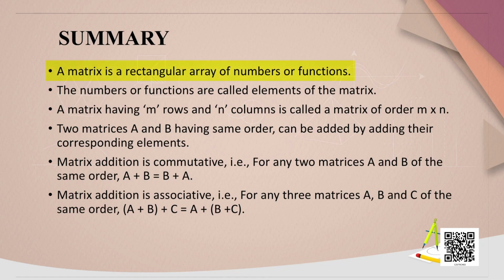A matrix is a rectangular array of numbers or functions. The numbers or functions are called elements of the matrix. A matrix having m rows and n columns is called matrix of order m by n. Two matrices A and B having same order can be added by adding their corresponding elements. Matrix addition is commutative, that means A plus B is equal to B plus A for any two matrices A and B. Matrix addition is also associative, that means for any three matrices A, B and C of the same order, we must have A plus B plus C is equal to A plus B plus C.